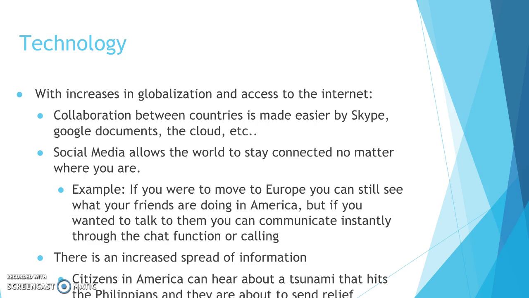We're more interconnected, we have better technology, we have better availability of staying connected with people all over the world. As we talked about also, there's greater spread of information around the world as well. So citizens in America can hear about a tsunami that hits the Philippines, and they're able to send more relief. Different things like that are happening around the world that we otherwise wouldn't necessarily hear about, we now can hear about because we are so much more interconnected with one another via social media and technology.